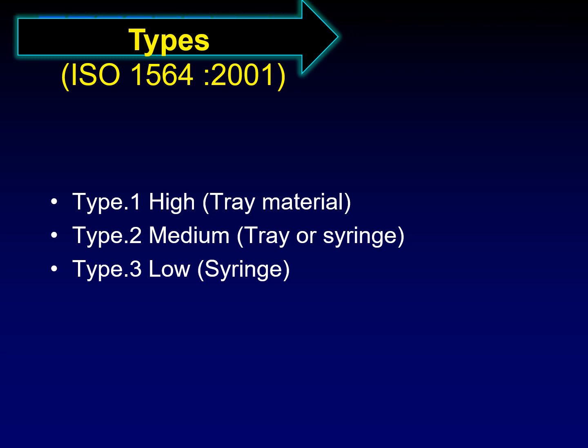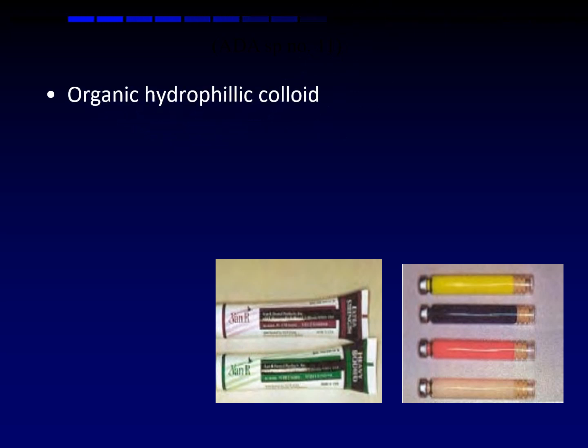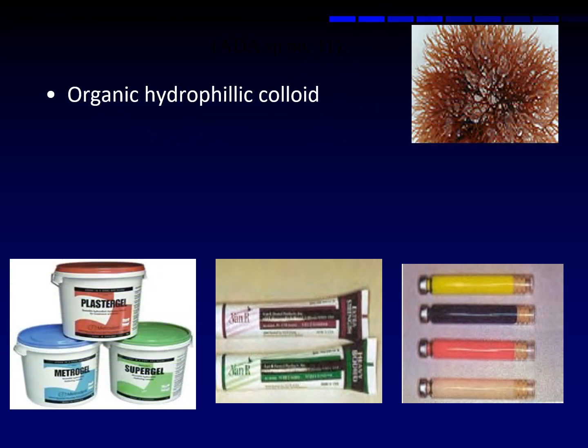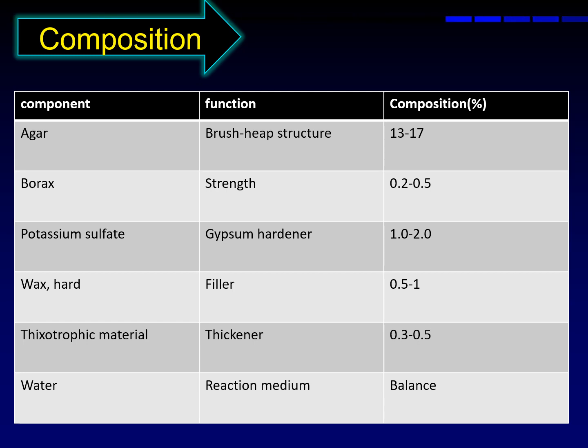That is type 1, high viscosity material, which is used for making trays. Then the second one is medium viscosity, which is used for making trays as well as a syringe impression material. Then type 3 is low viscosity, which can be loaded in the syringe. Here you can see the various forms of agar impression material, which is available in bucket form, tube form, and various syringe forms.